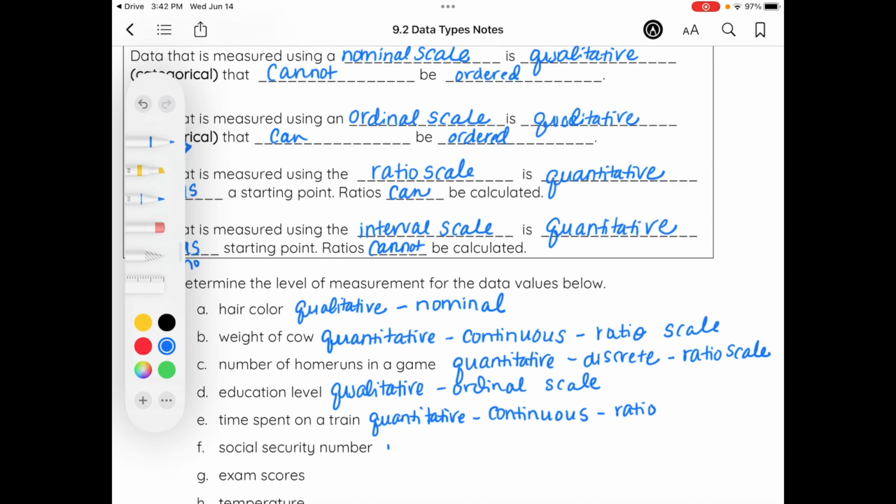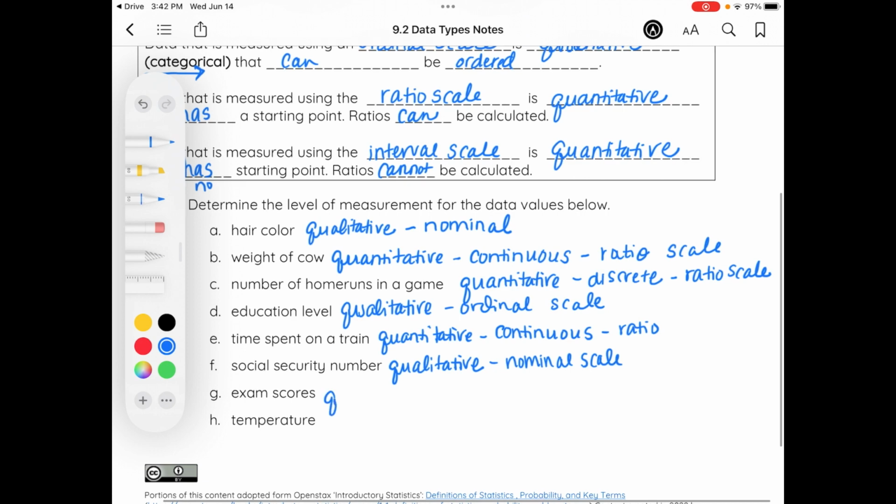Social Security number, we said qualitative. And we're looking at the level. This is going to be nominal. The nominal scale, because it doesn't make sense to order the categories for any reason.